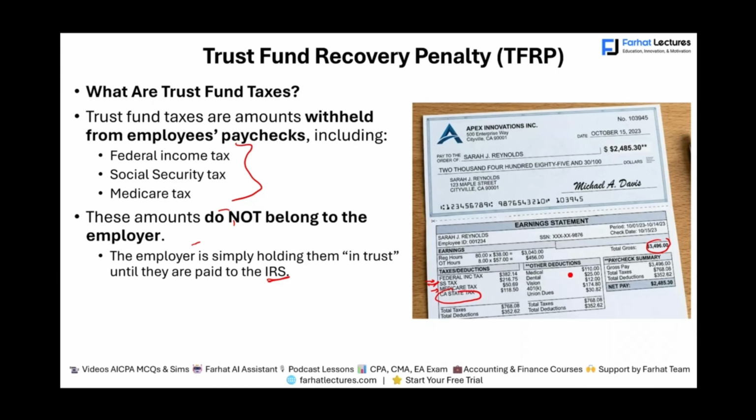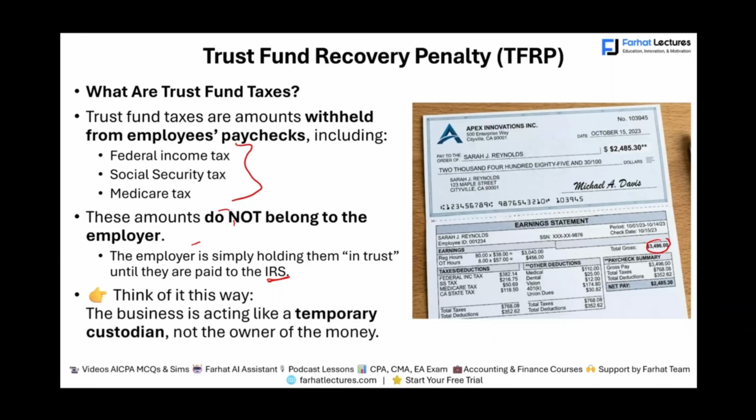They would withhold medical, dental, vision, 401k from your paycheck, union dues, and they will send that money to the appropriate party. But when we're dealing with the federal government, with Uncle Sam, you have to be very careful, because Uncle Sam wants their money. And this is why we have a penalty in case you don't submit this money.